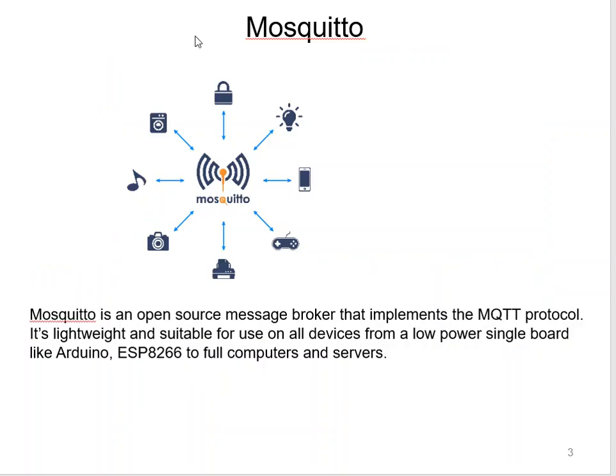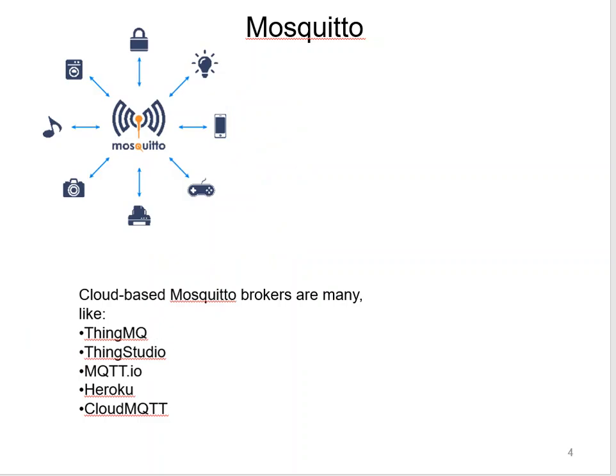There are quite many of these MQTT brokers, but one of those is Mosquitto. Mosquitto is an open source broker, and it's lightweight and suitable for many kinds of applications. There are also some other MQTT brokers like Cloud, Heroku, and so on. But we are going to use Mosquitto and see how it's working.